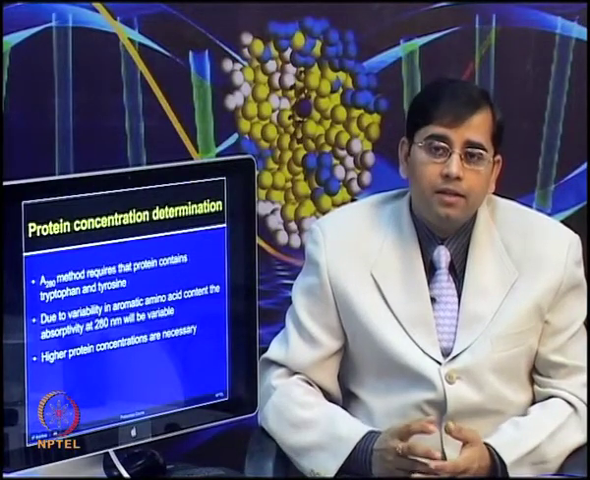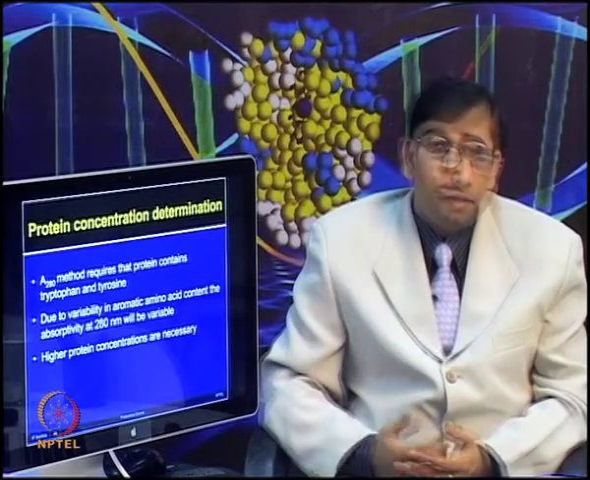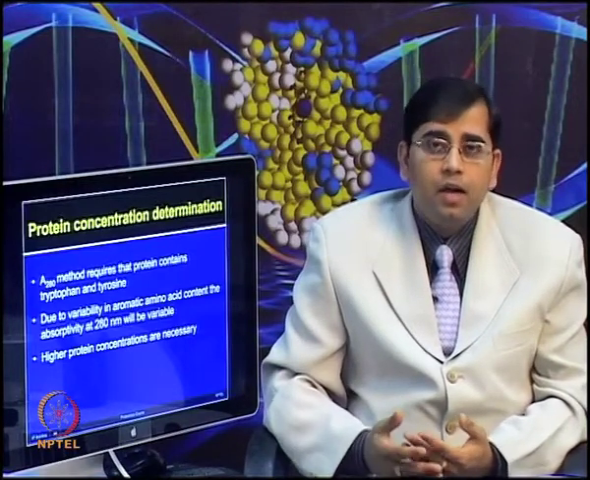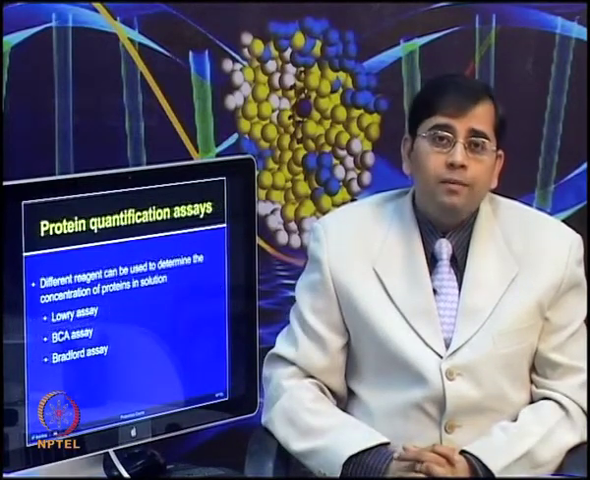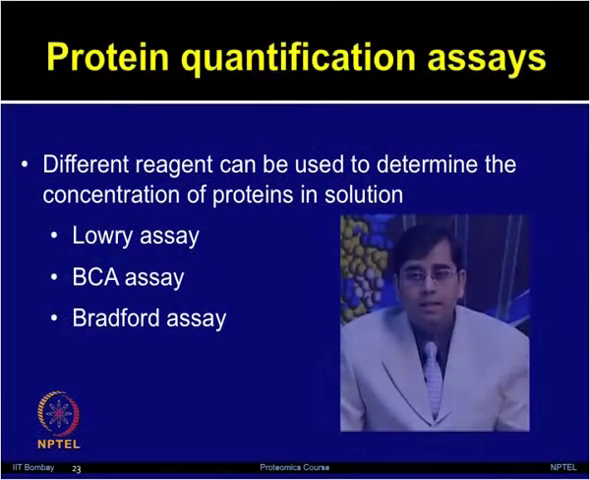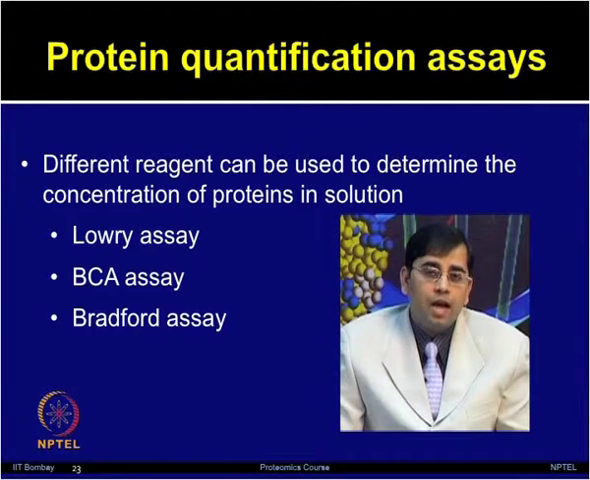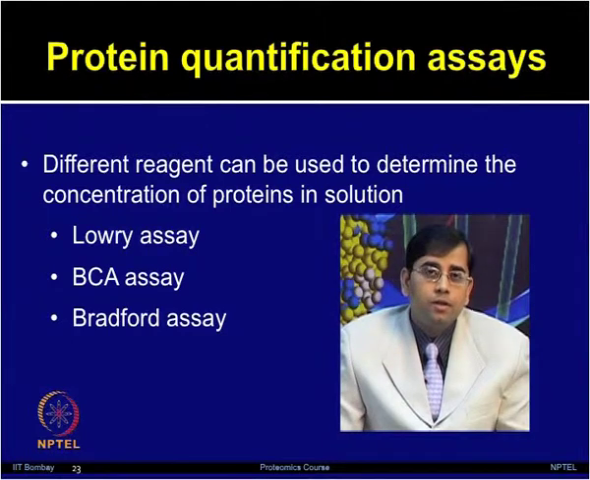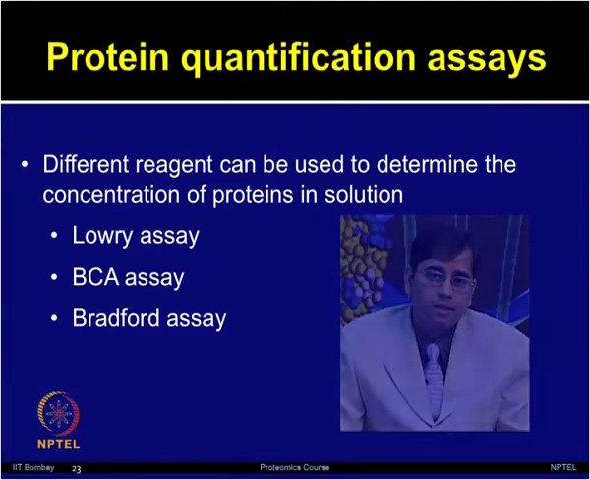One, the aromatic residues have to be there to obtain the absorption at 280 nanometers, and the protein concentration should be in a very high amount. To overcome these limitations, different reagents and quantification assays have emerged, and these reagents can be used to determine the concentration of proteins in a given solution. These methods include Lowry assay, BCA assay and Bradford assay. There are several other assays as well, but we will talk about these three more commonly used methods.